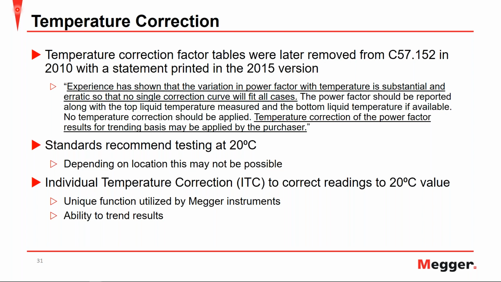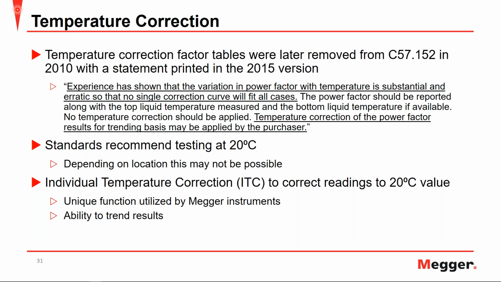On the other hand, though, there is the individual temperature correction that can be used to correct readings to 20 degrees C. That is a unique function utilized by Megger instruments. This really allows for the ability to trend the results, because you can normalize all your results, or correct them, to the 20 degrees C value, and that really helps with trending, as you don't have varying power factor based on the weather or the season that you're performing the test. And we'll take a look into the individual temperature correction a little bit later as well.